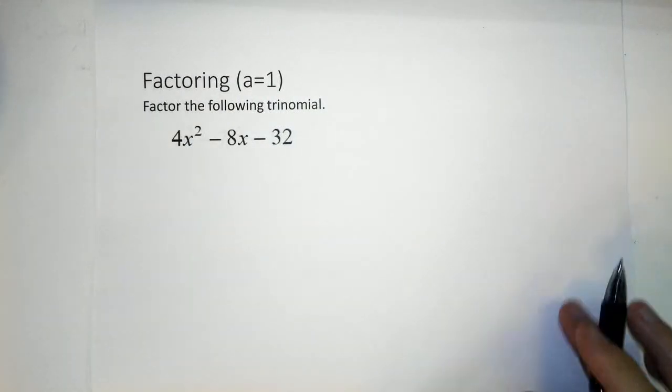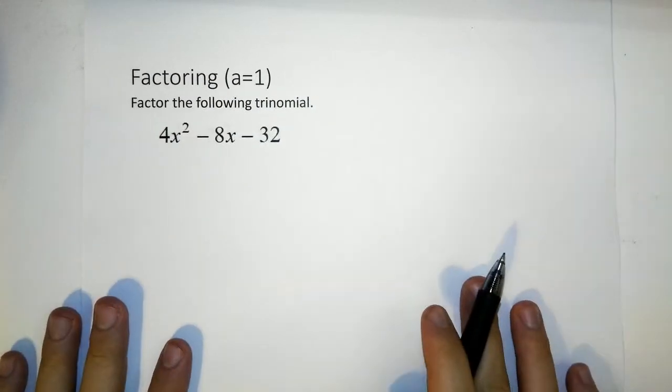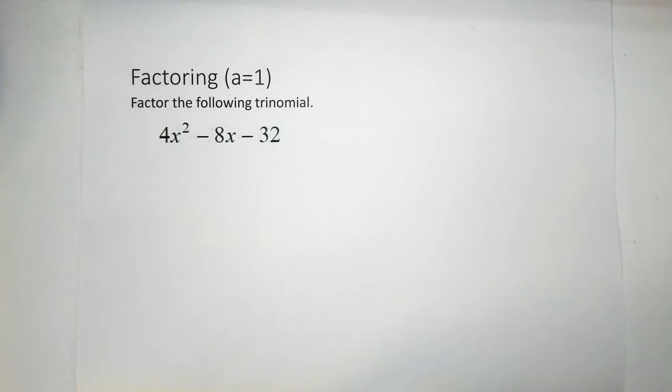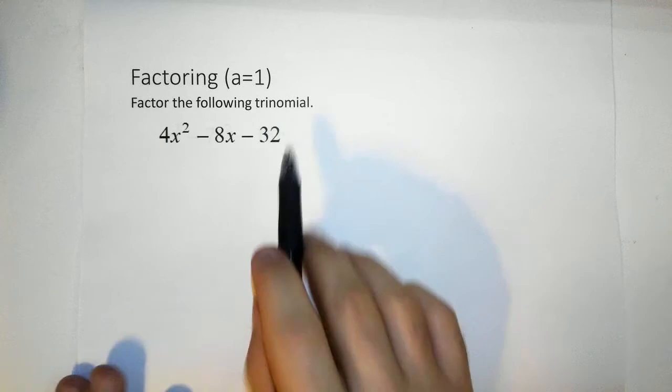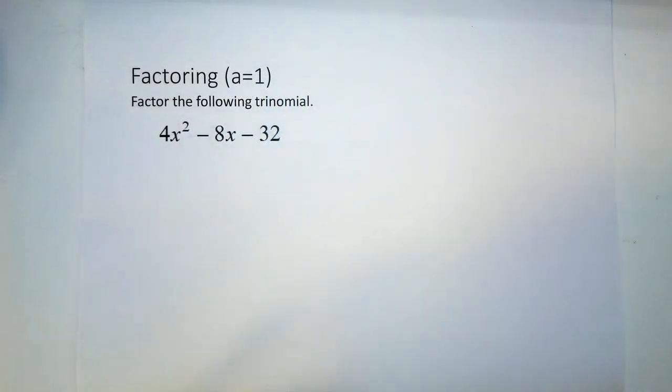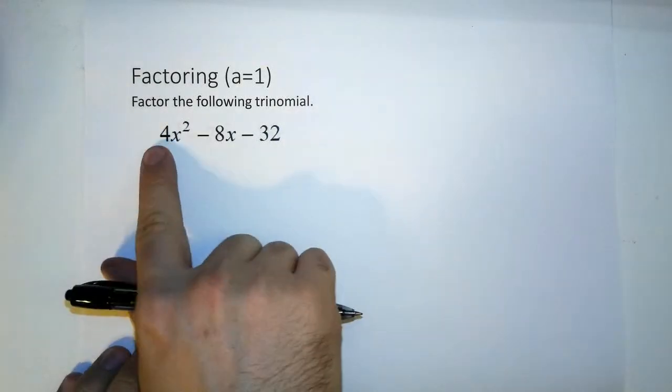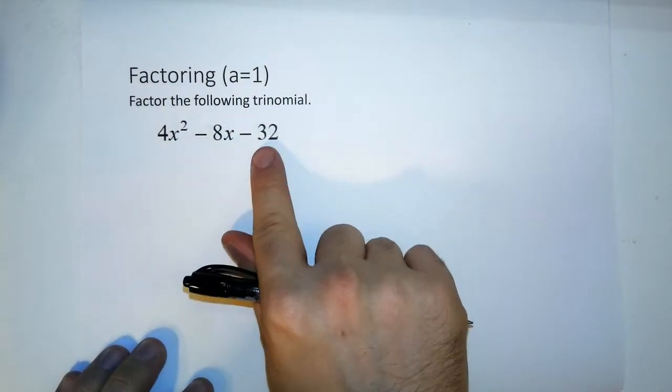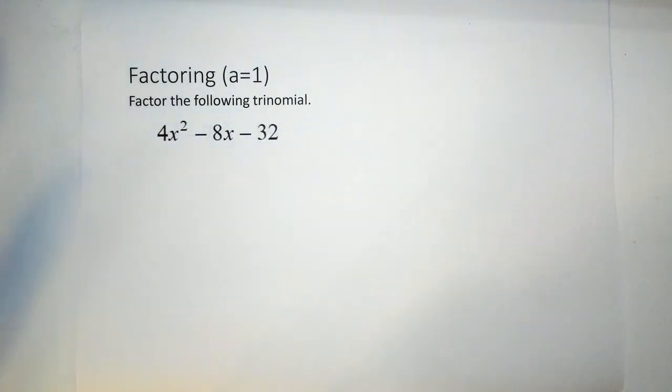Okay, same deal. So now we encounter this problem, right? And maybe you pause for a second, right? Because we've been taking the shortcut. Remember, the shortcut relied on a equaling 1. And now you see that a would technically be equal to 4 right here, right? You see a would be 4, b would be negative 8, and c would be negative 32. And you're like, what?